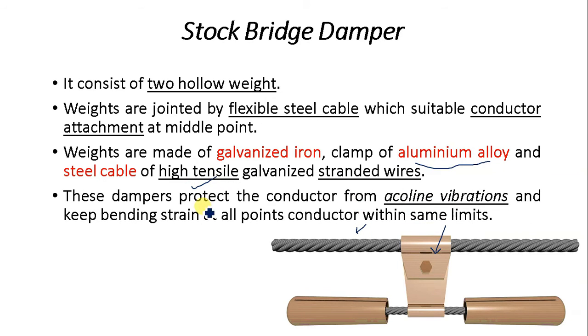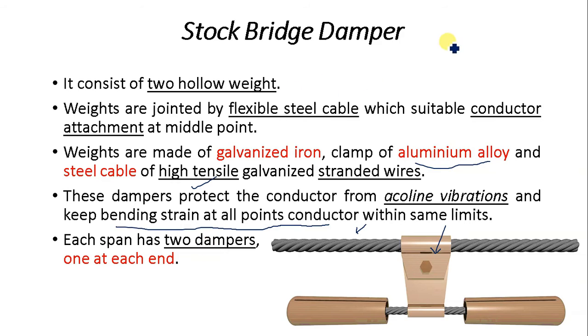Now this damper protects the conductor from Aeolian vibration, and also from galloping or dancing of the conductor, and it also keeps the bending strain at all points of the conductor within the same limit. So this is the function of your damper. Let's say one tower is right here and another tower is right here. So let's say this is the first tower and this is the second tower. One damper is going to be here, and one damper is going to be here. So each span has two dampers, one at each end.